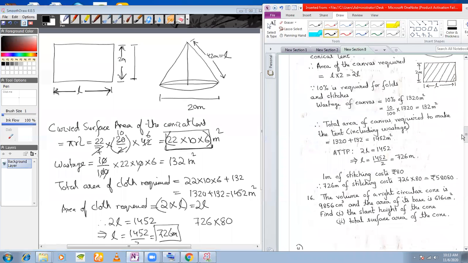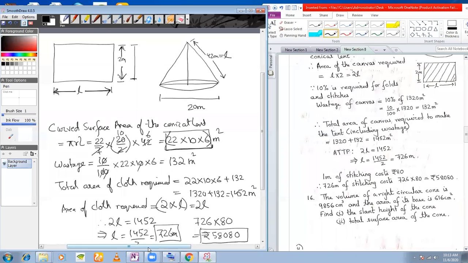So this comes out to be rupees 58,080. 58,080 is the price of the fabric or the canvas that is required.